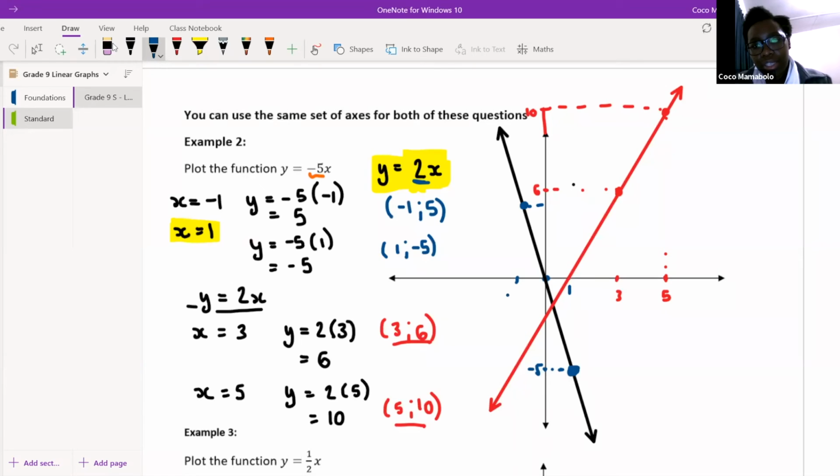Yes, ma'am. This is -1 and this is 5. They meet on that exact graph. So you get to choose whichever two values you want, but they will both be on the graph. And then you just take a ruler and you join them. Okay, thank you, ma'am. Yeah, you're very welcome.